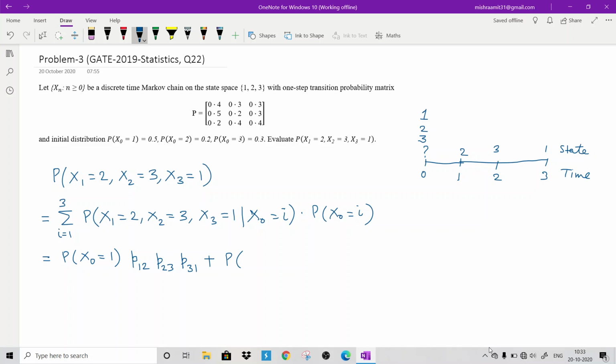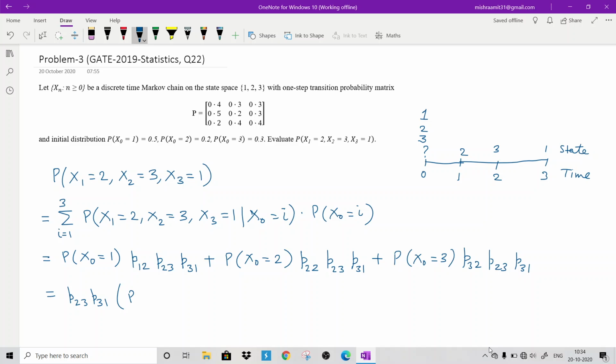Plus, now you start from state 2. If you are starting from state 2, then you can move from 2 to 2, then from 2 to 3, and then from 3 to 1. Again I am using the Markov property that from 2 to 3 it will not depend upon the past. Plus the third condition is you are starting from 3. So if you are starting from 3, then you can move from 3 to 2, then from 2 to 3 again using the Markov property, then from 3 to 1 again using the Markov property. So you can see that P23 P31 is common.